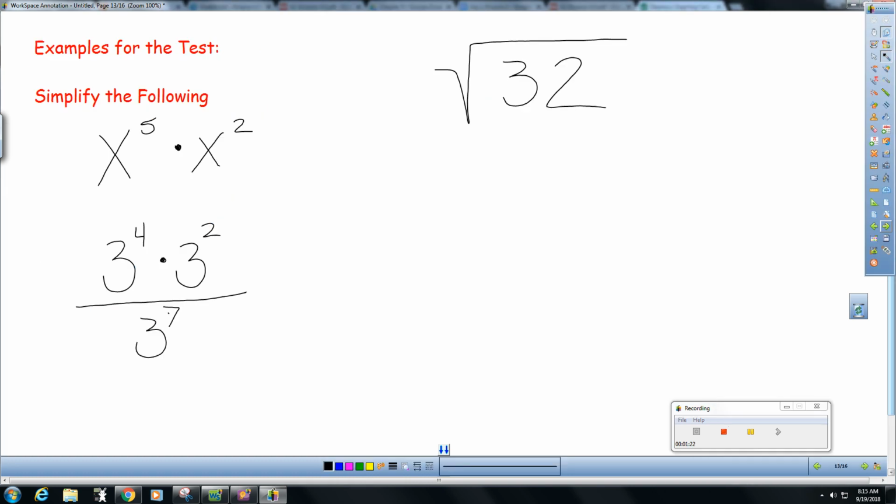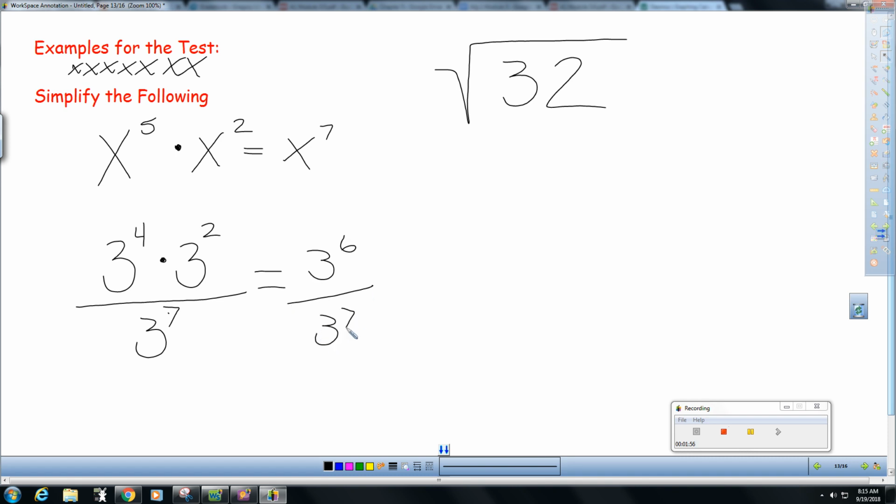Okay? X to the 5th times x squared. Well, if you ever get confused, you can just write this out. 1, 2, 3, 4, 5, 6, 7. Hopefully you know the rule that when you multiply like bases, you add the exponents. So if you multiply those, what is 3 to the 4th times 3 squared? Well, it's just the top. It's 3 to the what? 3 to the 6th over 3 to the 7th.